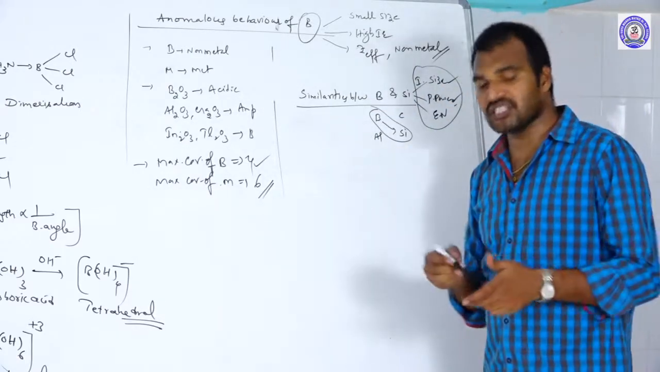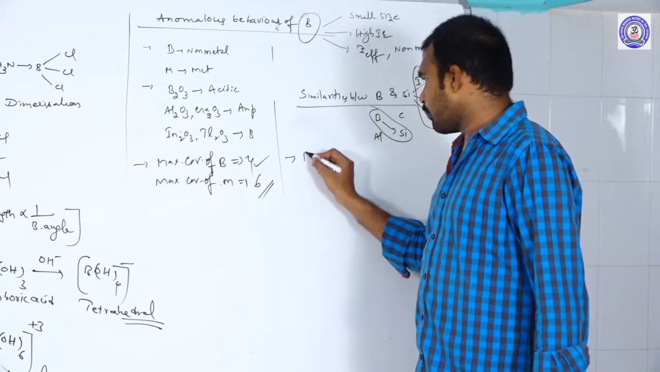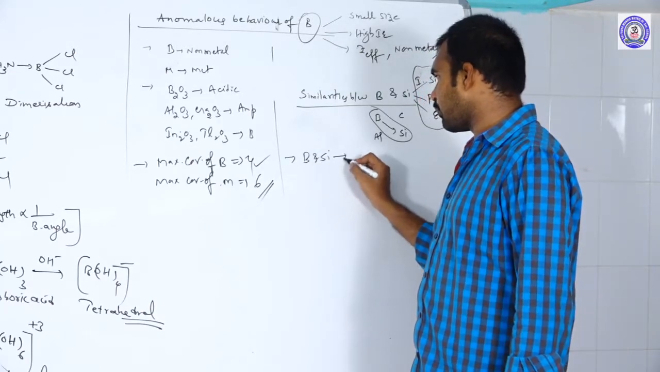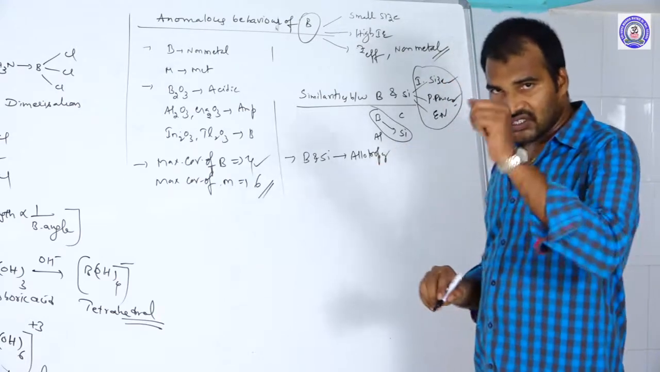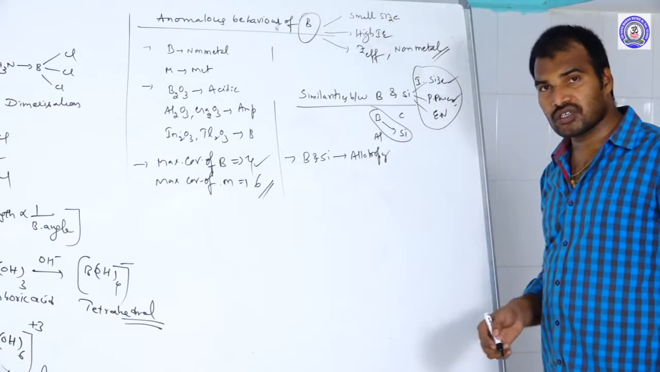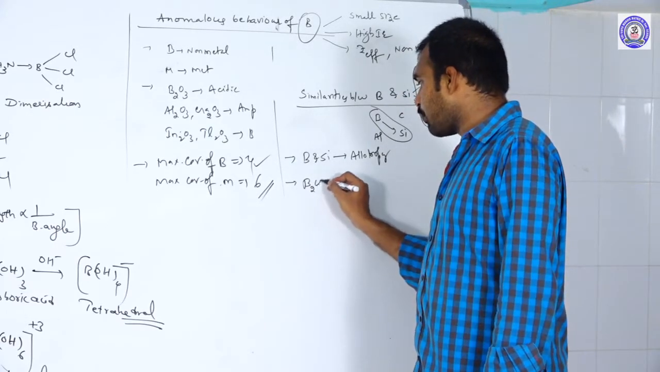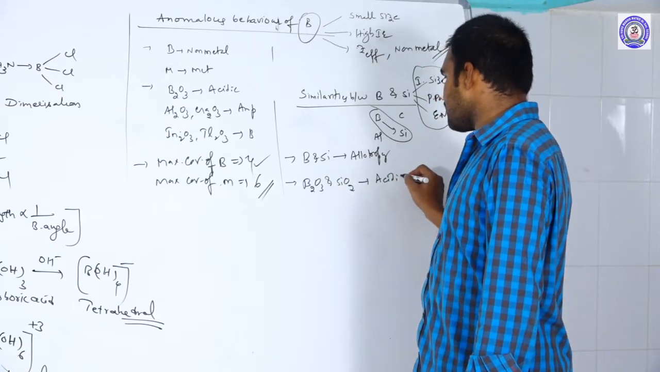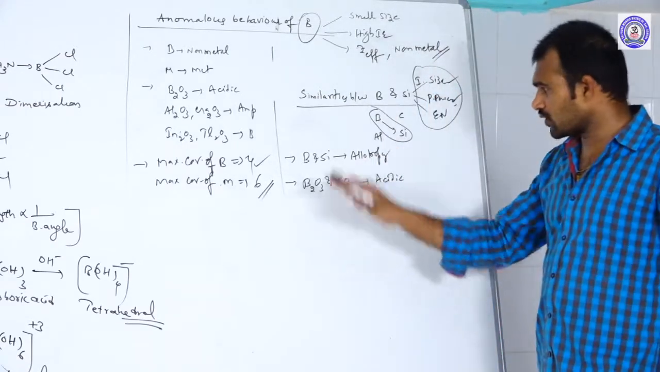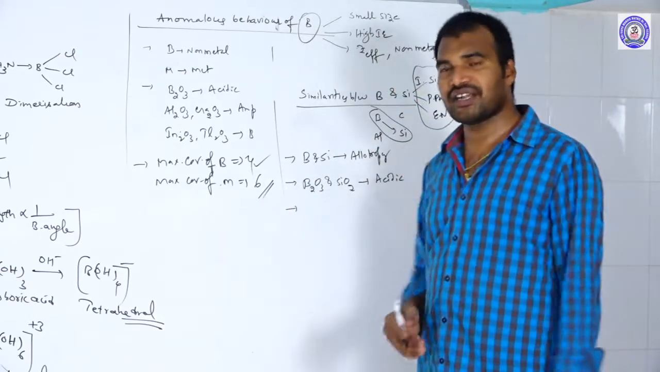What are the properties which are similar in both boron and silicon? The first property is that both boron and silicon show allotropic behavior. Next, both oxides of boron and silicon are acidic in nature. This is the second property. And what is the third similarity?